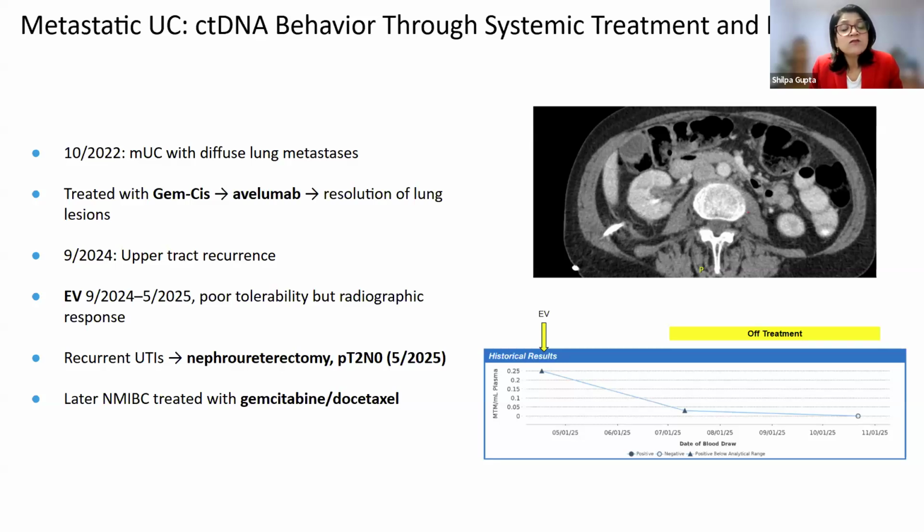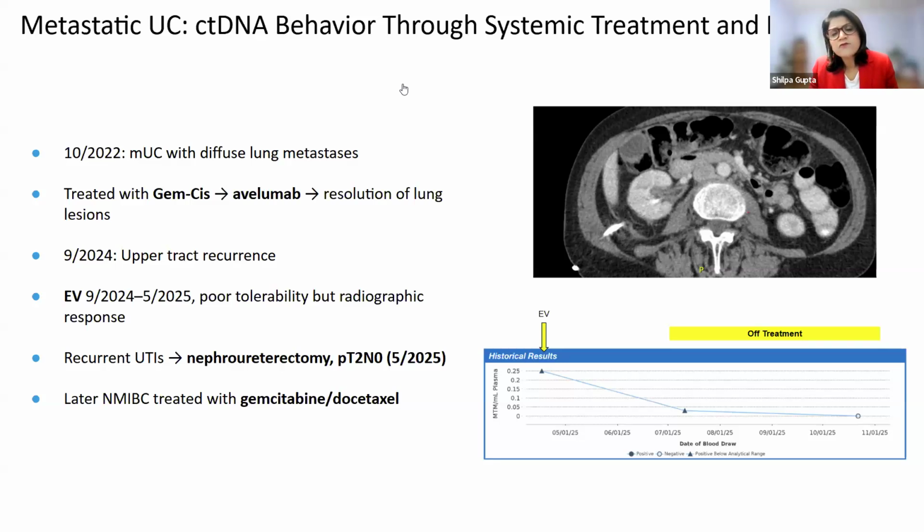Her lung lesions actually resolved. And then in September of last year, she had an upper tract recurrence, and per protocol she had to come off trial. We treated her with enfortumab vedotin for about 7 to 8 months. She didn't tolerate it that well, but she did have a radiographic response. She was having recurrent UTIs, so Laura took her for nephroureterectomy. She had pT2 N0 disease, although there was a big lymph node we were seeing on the scans, but it was not metastatic. And right now she only has MIBC and has received intravesical gemcitabine-docetaxel.